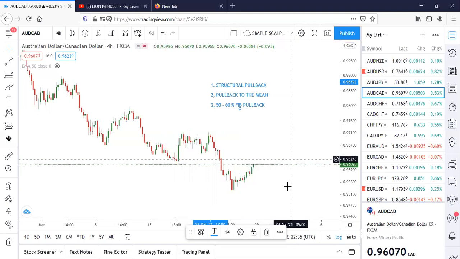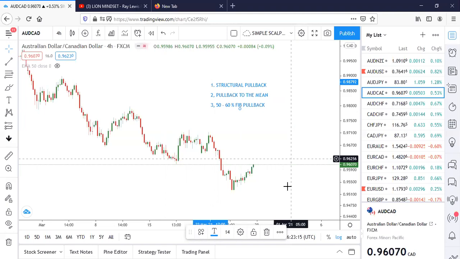Today, because our Sunday training is capped between 1 hour to 1 hour 15 minutes, obviously we can't go into the three, but I'll try as much as possible to cover two. So I'll be covering pullback to the mean and 50 to 60% Fibonacci pullback. These are the two pullbacks I'll be sharing today. And the pullback to the mean is a pullback that you can use along with the king strategy.